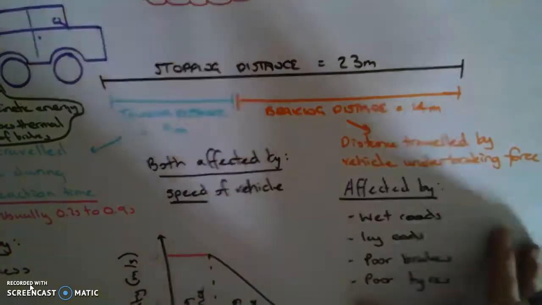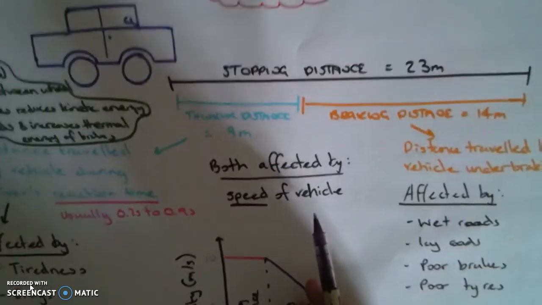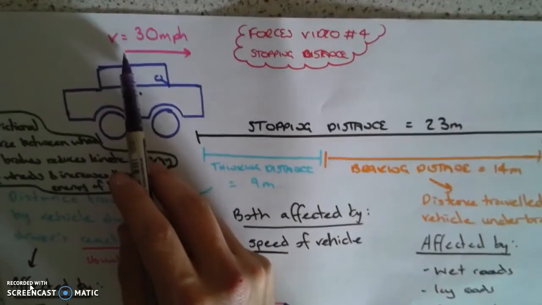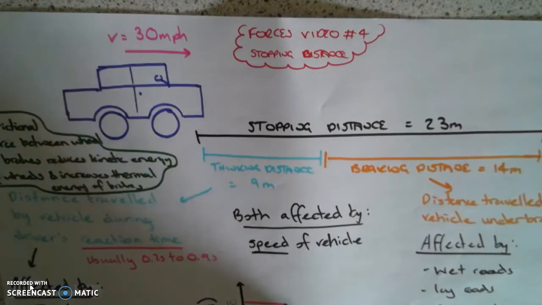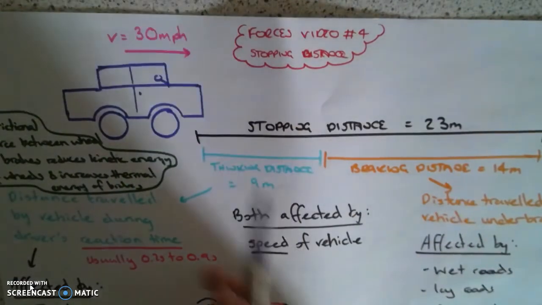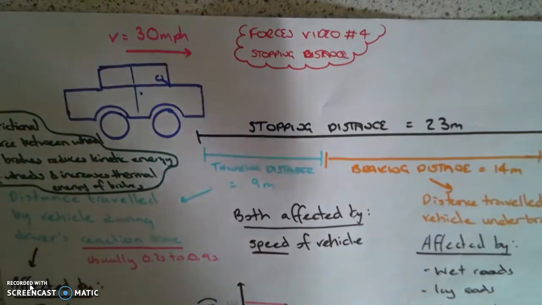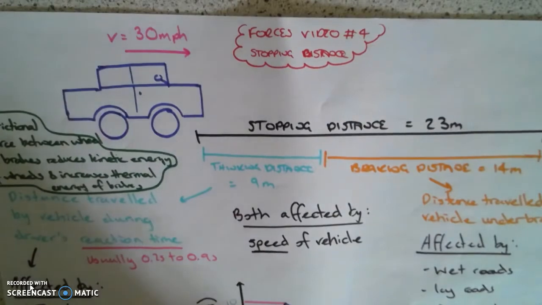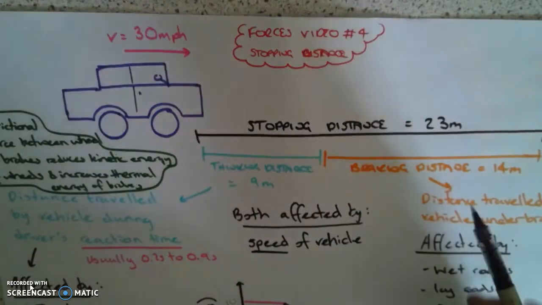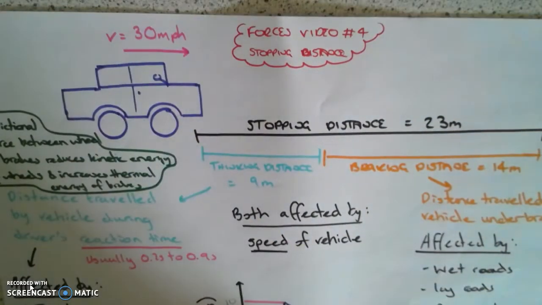Okay. Now, both of these things are affected by the speed of the vehicle. Of course they are, right? So if the velocity of the car was 10 miles per hour, the thinking distance and the braking distance will both be smaller because the car is going slower. Whereas if the car is travelling at 70 miles per hour, both the thinking distance and the braking distance will be larger due to the fact that the car is travelling faster.